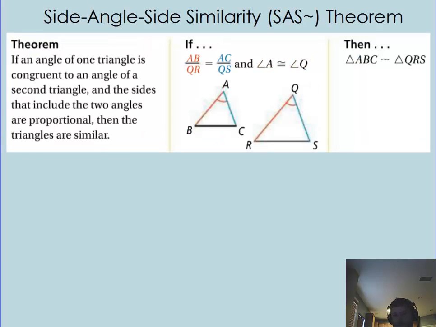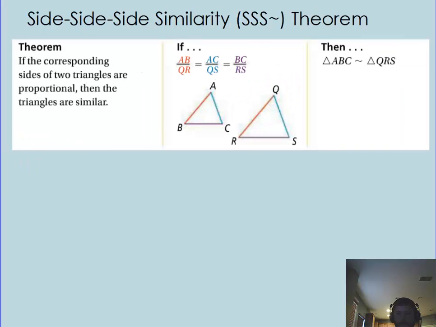Side-angle-side similarity. If an angle of one triangle is congruent to an angle of a second triangle, and the sides that include the two angles are proportional, then the triangles are similar. So you've got an angle, A and Q, and they're congruent. And AB over QR is proportional, the same way AC over QS is. Then you have similar triangles. Cool. Let's look at the last one.